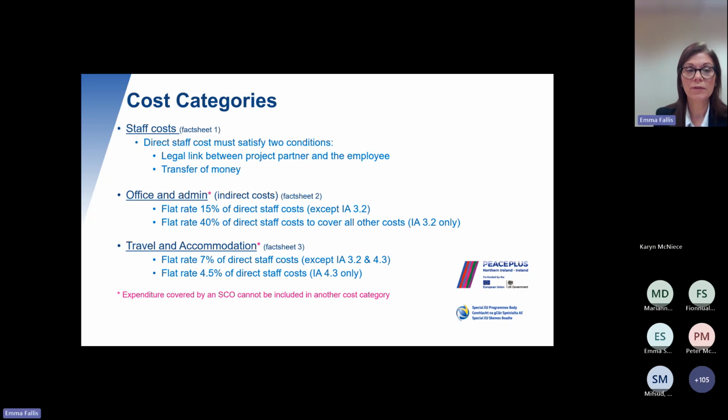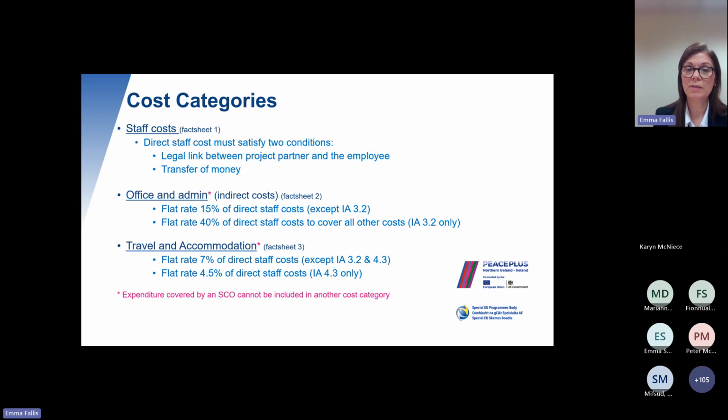All projects also will have an office and admin cost category, and that is covering their indirect costs. And fact sheet 2 in the programme manual provides you information in relation to this. So all projects, with the exception of investment area 3.2, will have a 15% flat rate, and that is based on their direct staff costs.